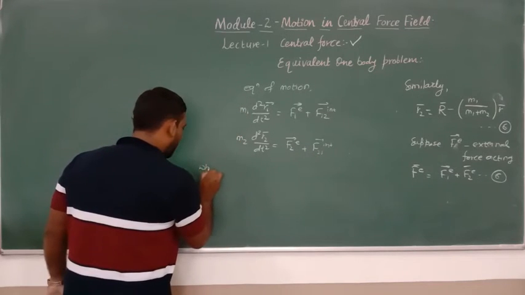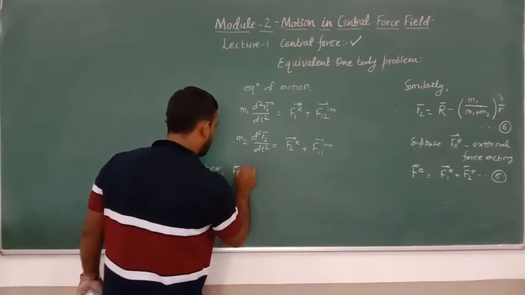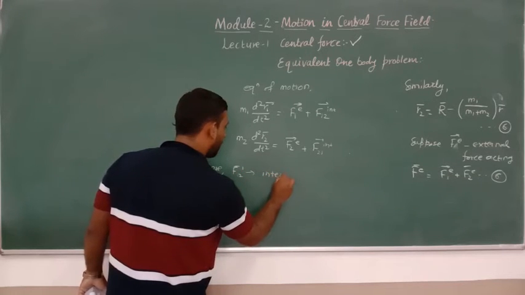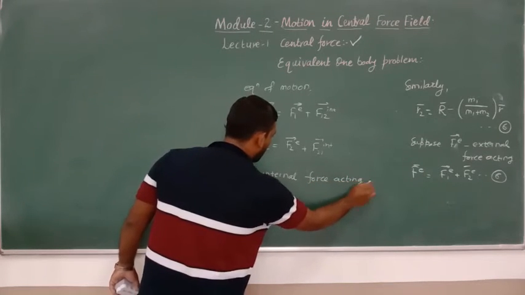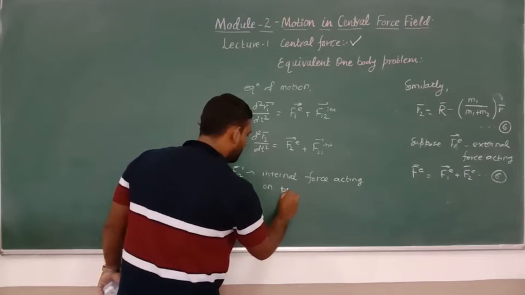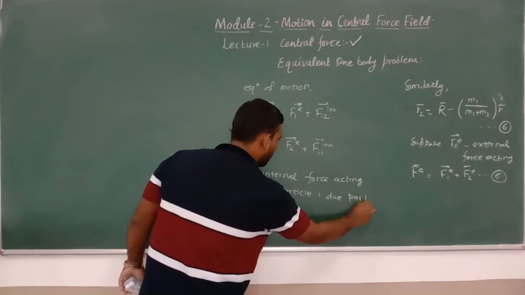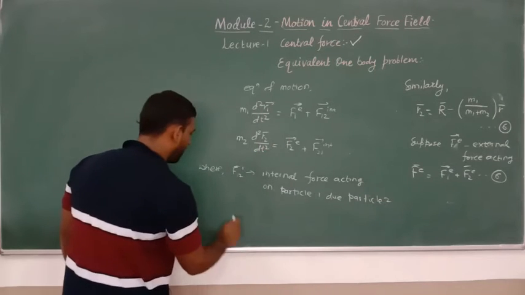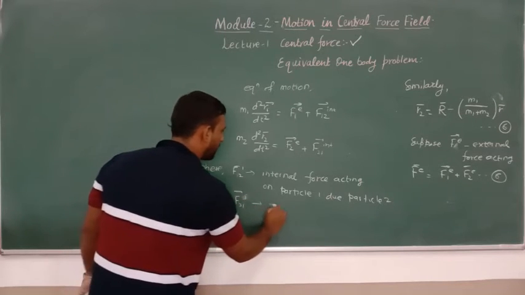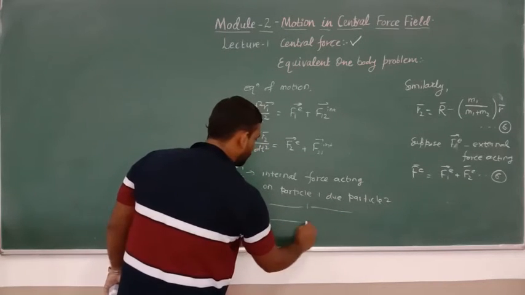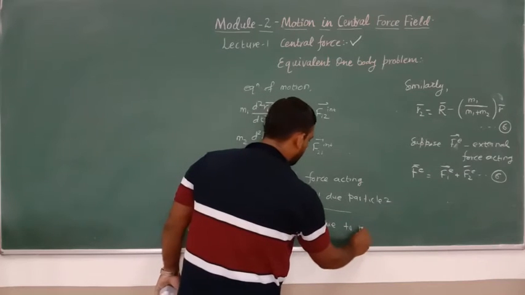So where f12 is the internal force acting on particle 1 due to particle 2, and similarly f21 is again the internal force acting on particle 2 due to particle 1.